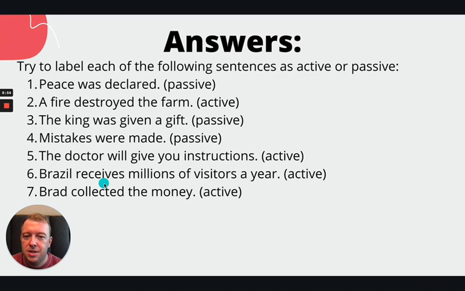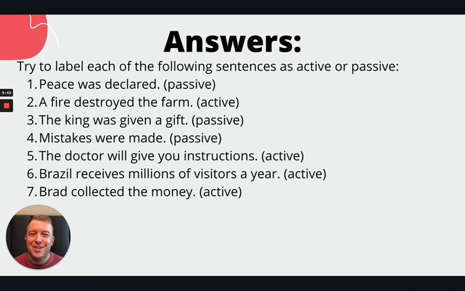Brazil receives millions of visitors a year. So, this is active, all right? Even though this idea of receiving doesn't seem like an active thing to do, that doesn't matter, okay? Because it's still a verb that is directly linking our subject and our object here. So, Brazil receives visitors. Active voice. Then lastly, Brad collected the money. All right, clear active voice there. We have Brad. What is he doing? He's collecting. What is he collecting? The money. Okay.